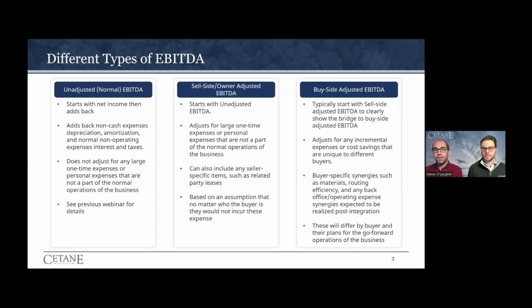Then what Nick is trying to do on the sell side is figure out normalized operations, which is generally how a normal buyer, or the buyer pool, would manage this business. Nick presents it to me on a normalized basis. Then I, as the buyer, am going to come in and put my buyer specific synergies on that. It doesn't have to be a synergy, it could be a negative. But typically these are things the buyer expects to do with how they run the business post-closing. These could be back office expenses, routing, purchasing power.